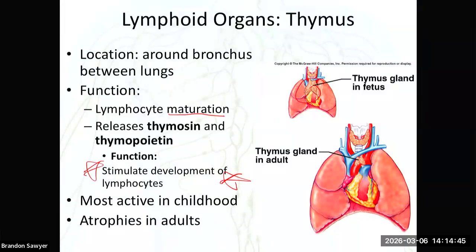And so when we're kids, this is a big gland because it's doing a lot and we're developing our immune system. And then it slowly shrinks down as we age because we just don't need it as much after our immune system is kind of fully developed. So you can see it's kind of tiny there in that bottom image.